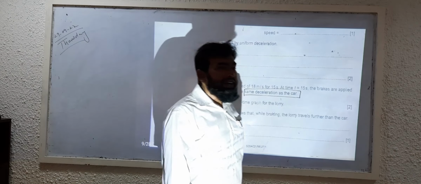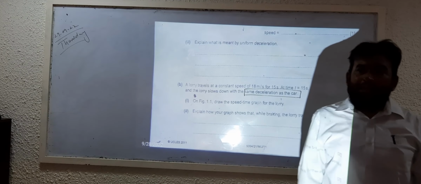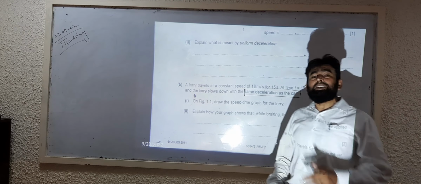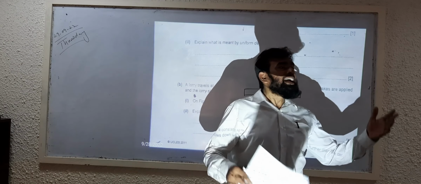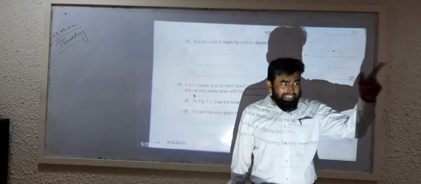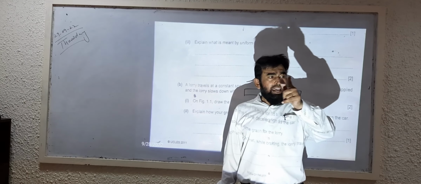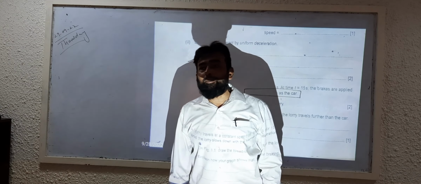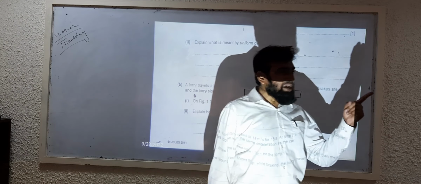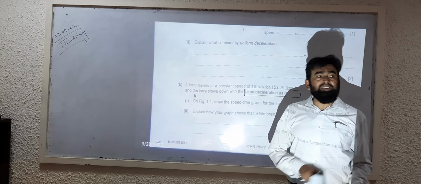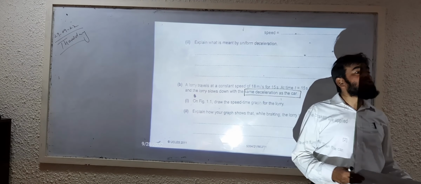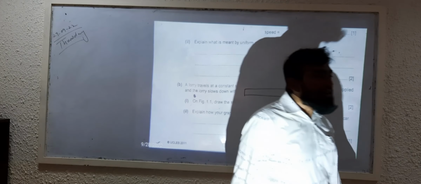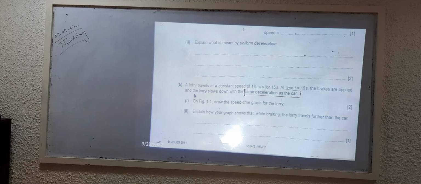And I told you initially that the gradient of the velocity time graph or speed time graph gives you the acceleration or deceleration. So whatever the gradient of the line, whatever the slope of the line, that slope is giving you the deceleration. If two lines have the same gradient, what common thing will you observe in them? Listen to me very carefully. If two lines have the same gradient, what is common in them? They are parallel lines. If two lines have the same gradient, it means they are parallel lines.